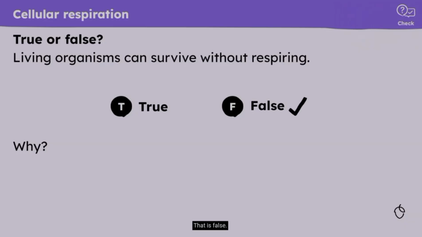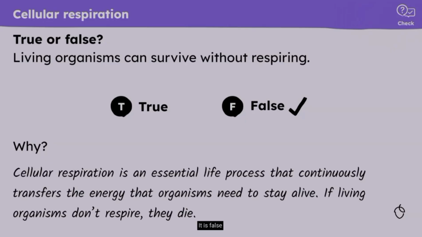That is false. Okay, why is it false? Again, take 5 seconds to think about why it might be false, or pause the video if you want some more thinking time. Click play when you're ready to see the answer. It is false because cellular respiration is an essential life process that continuously transfers the energy that organisms need to stay alive. If living organisms don't respire, they die. Well done if you got that right.